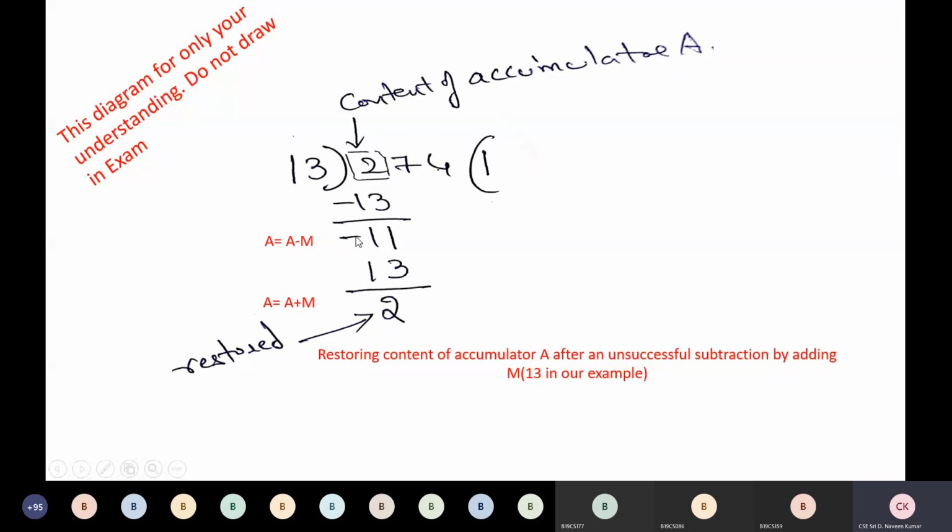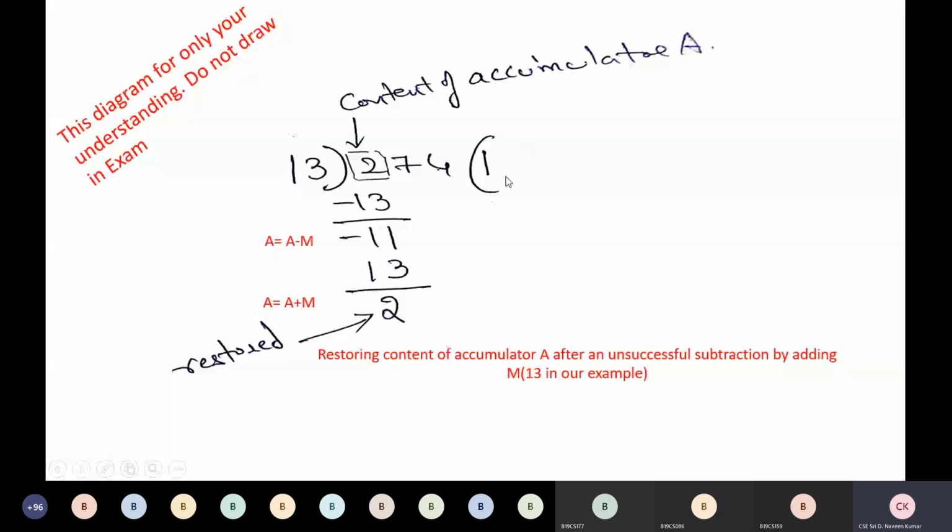Okay, and minus 11. So the mistake is done. I need to restore back that 2, because the result I got is negative. So I need to restore. What I do is, again I will bring back that 13 here, and I got 2. Okay, so first we did minus 13 and then plus 13 again, so in the quotient it is as if nothing happened.